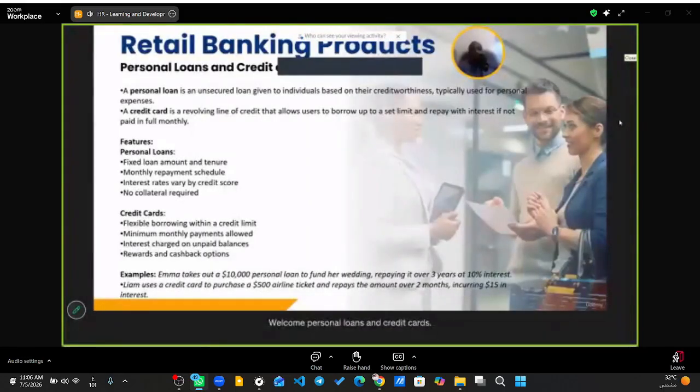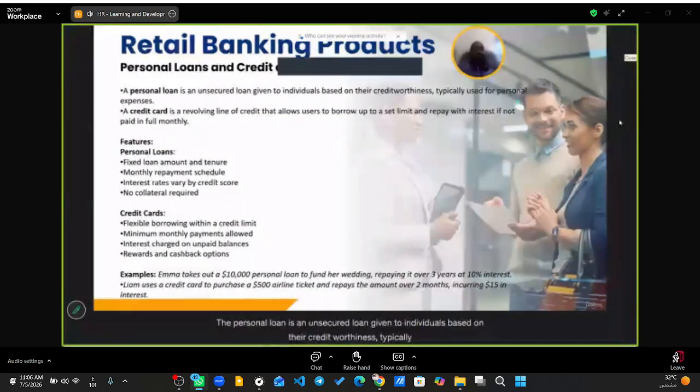Welcome. Personal loans and credit cards. I've tried to bundle some of the credit facilities together for retail banking available to the individual, so we can go through them together. There are similar areas where they overlap, and there are areas where they're very different. So we'll go through them and try to understand them a bit better.